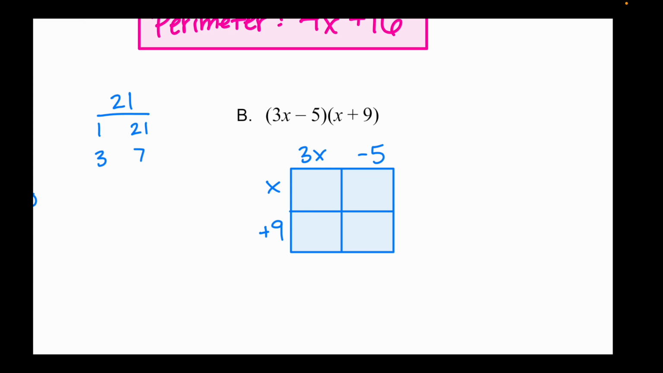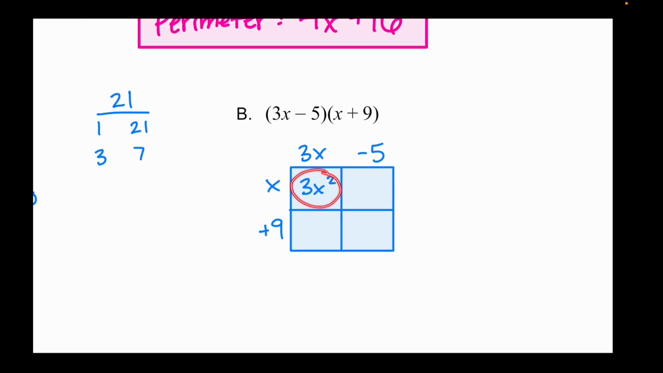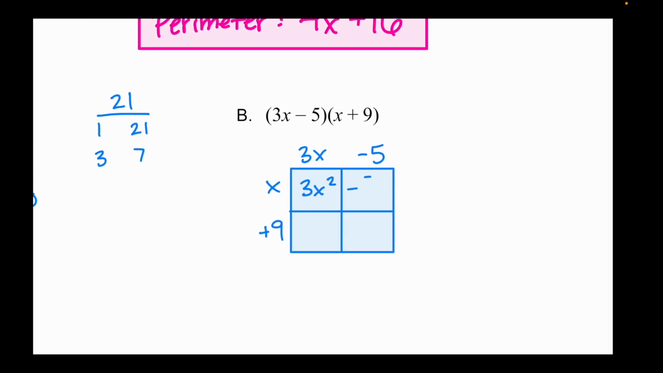So 3x times x will give us 3x squared. We're multiplying to fill this box with whatever number is above it and whatever number is on the side. So for this box, negative 5 times x. So negative 5x, that makes the bottom left box 9 times 3, 27x. And then 9 times 5, but 5 is negative. That's going to give us negative 45.